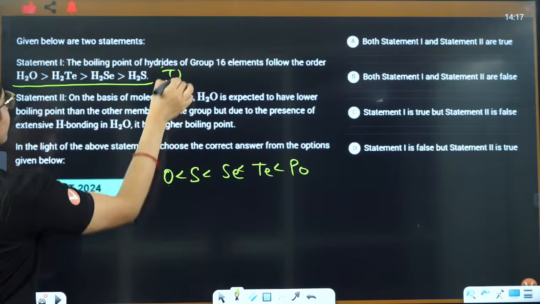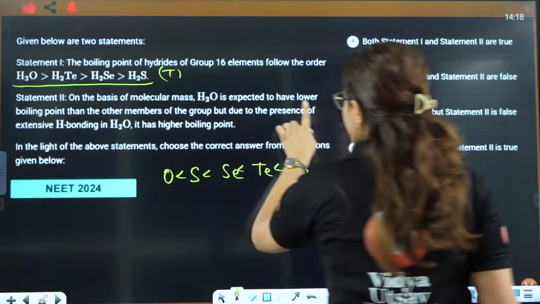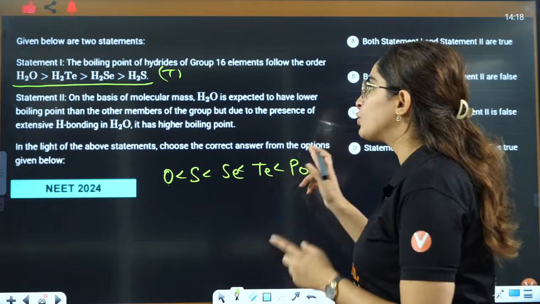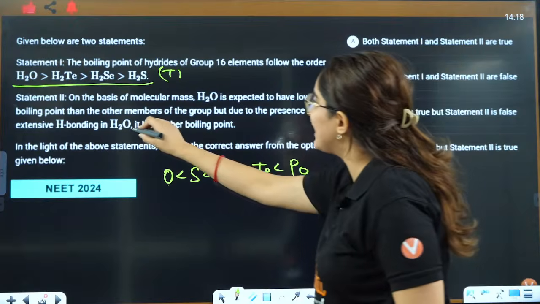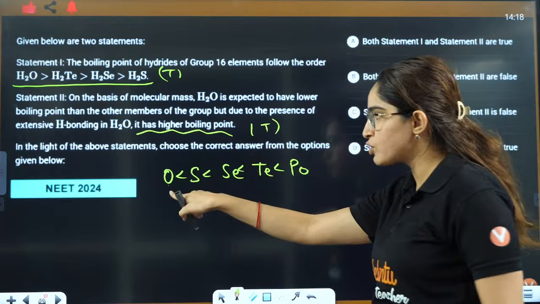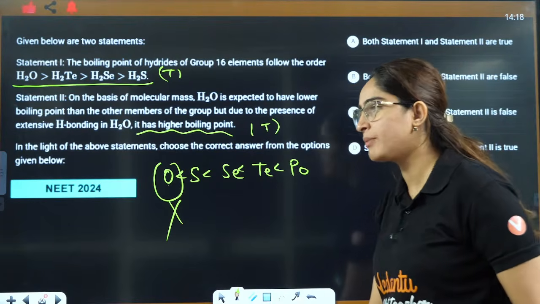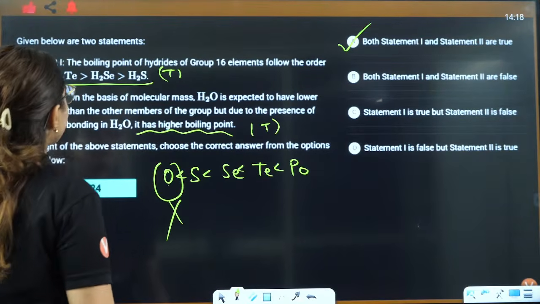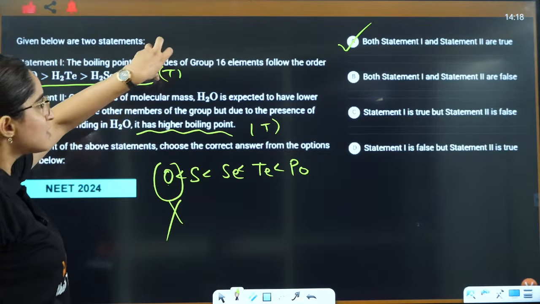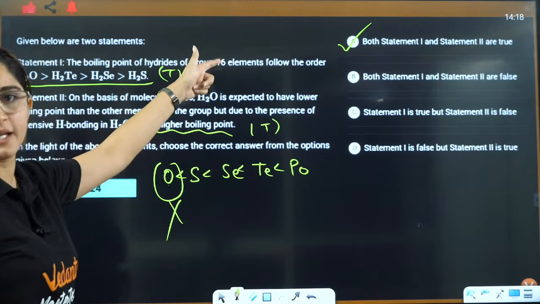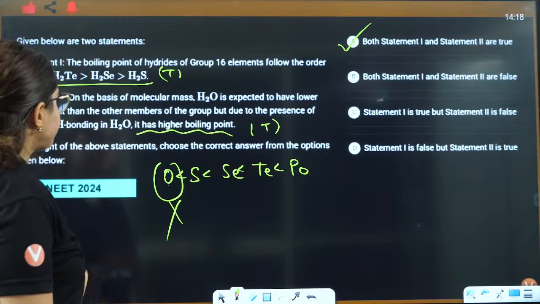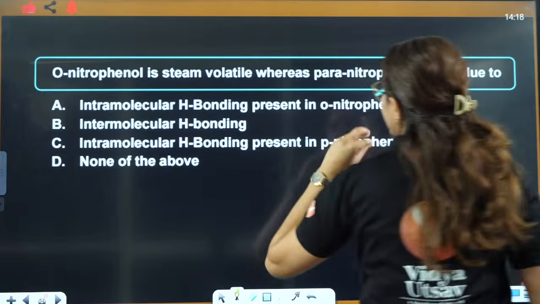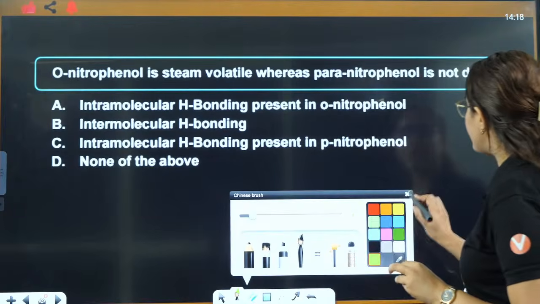So this is true. On the basis of molecular mass, it is expected to have a lower boiling point than the other members. But due to the presence of extensive hydrogen bonding, it has the highest. It is supposed to be lowest, but this does not happen because of the hydrogen bonding. So both statements are correct. In fact, if they ask an assertion-reasoning question, this reason is the correct explanation of the assertion. Okay, and the last question is about nitrophenol being steam volatile where para-nitrophenol is not.